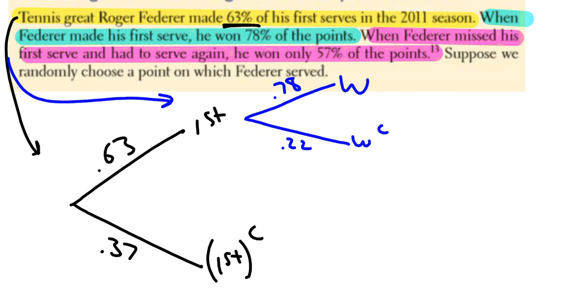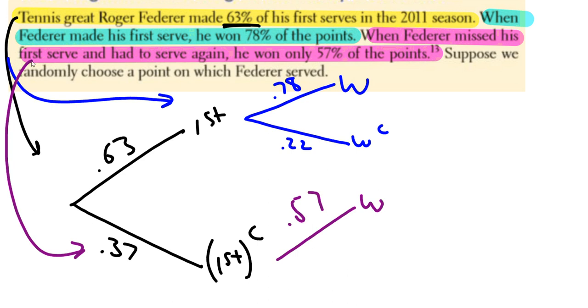Okay, so then finally, we're going to look at that purple sentence, and that's saying if he misses the first serve, which happens 37% of the time, in that case, he only won 57% of the points. So he misses the first serve, complement, and he wins 0.57 of the time, or 57% of the time. And then he doesn't win, we say win complement, 1 minus 0.57, which is 0.43.